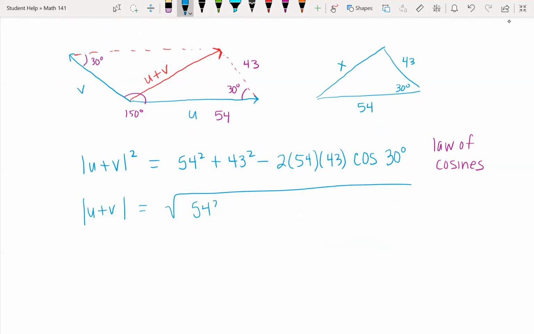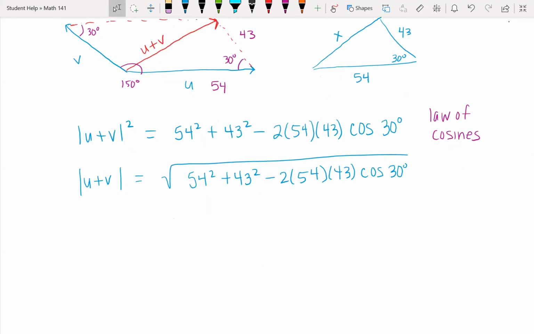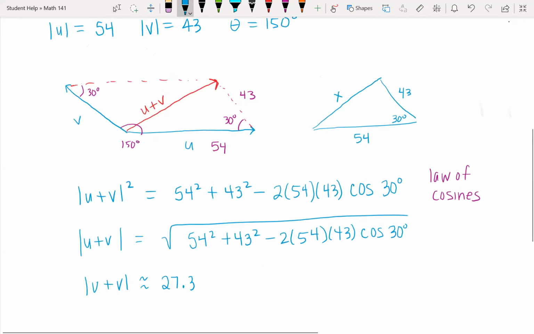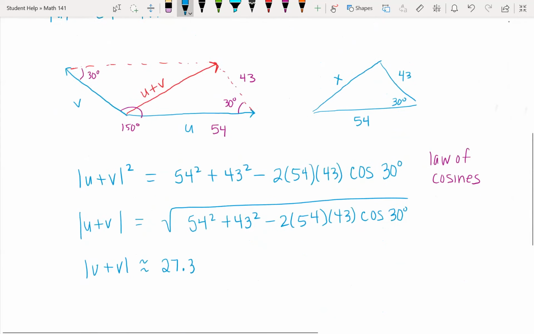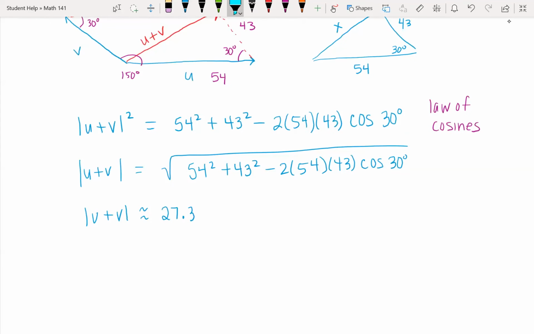So if you want to just type this into the calculator once to get a single calculation before rounding, that's probably easier to do. So plug that into your calculator once. And you should get that the magnitude of the resultant vector is about 27.3. The original directions, I think, said to round to the 10th place. So this is the magnitude.